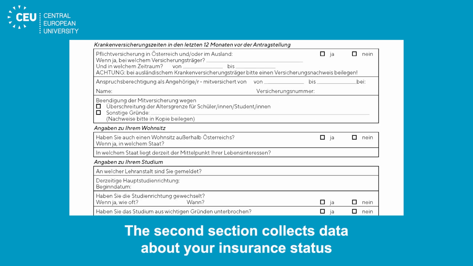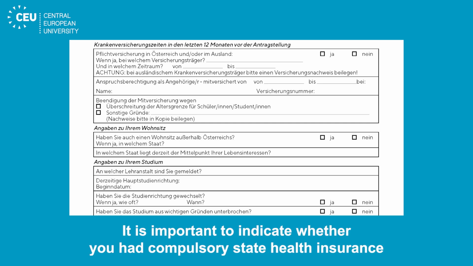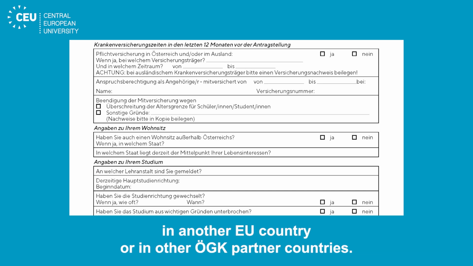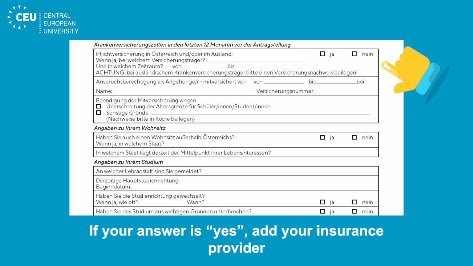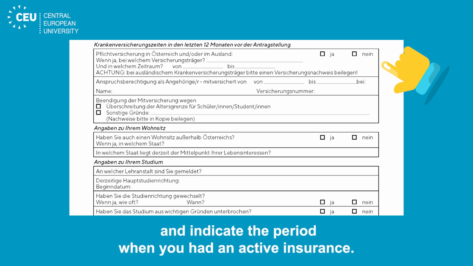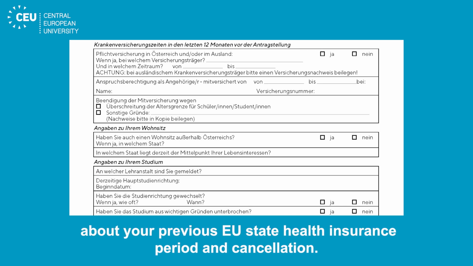The second section collects data about your insurance status in the last 12 months. It is important to indicate whether you had compulsory state health insurance in another EU country or in other ÖGK partner countries. Pick yes or no in the boxes. If your answer is yes, add your insurance provider and indicate the period when you had an active insurance. ÖGK requires an additional confirmation about your previous EU state health insurance period and cancellation.